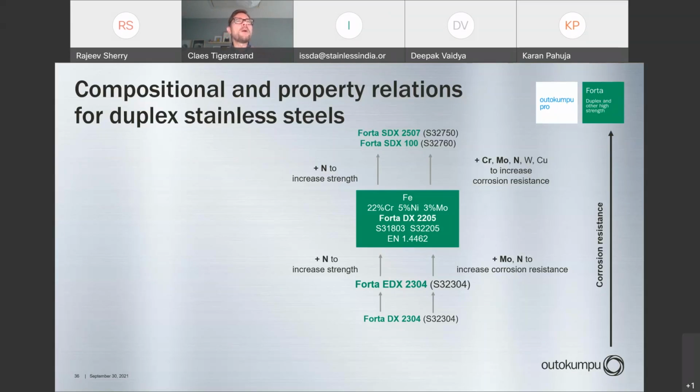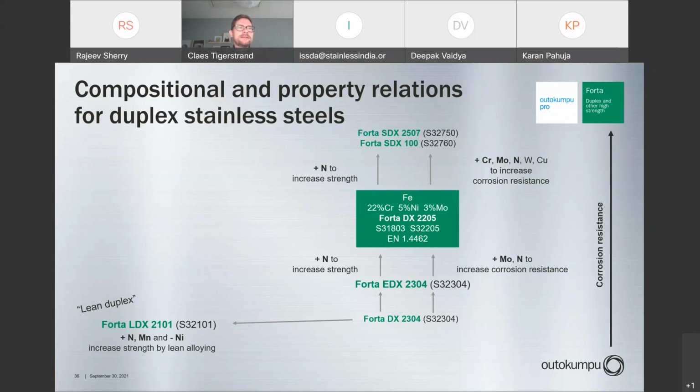Perhaps the most important thing here, more recently, is the development of lean duplex grades. There we were the pioneers, and we have the Forta LDX 2101, lean duplex 2101. In this type of grade, you remove the nickel. You only have about 1.5% nickel, and instead of the nickel to keep the phase balance, you are adding manganese and you're adding nitrogen.